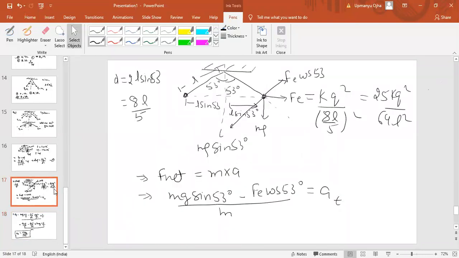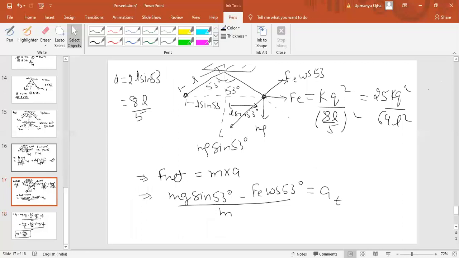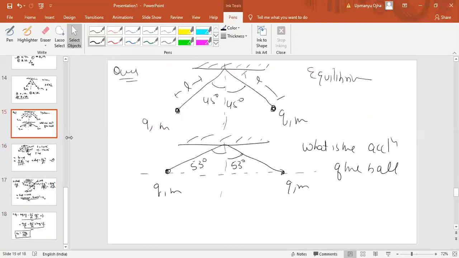That is the tangential acceleration when we release the ball at an angle of 53 degree from the vertical. Okay, fine. I hope you understand this problem now. You can again see this problem. This is a very good problem which we have discussed now.